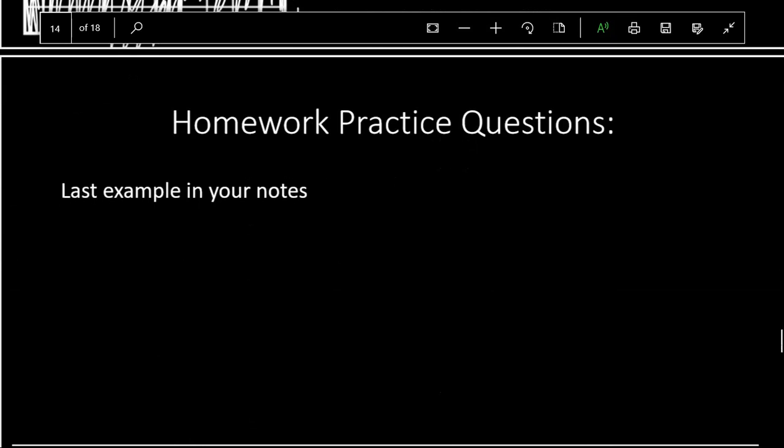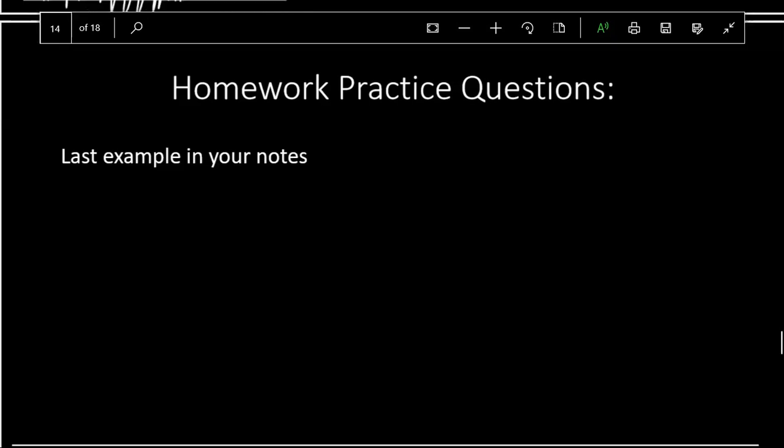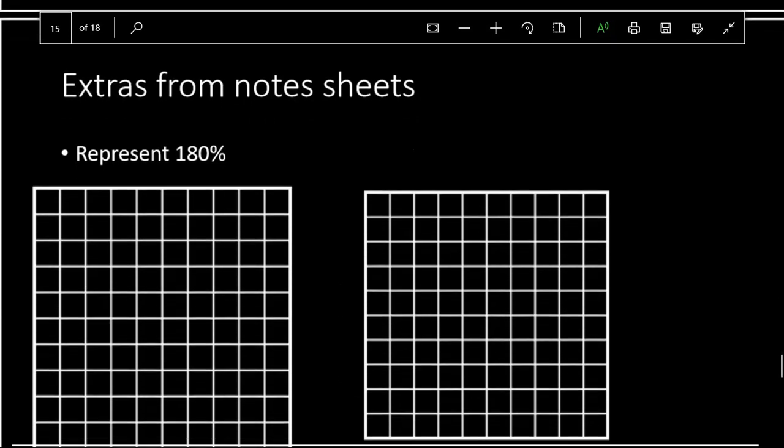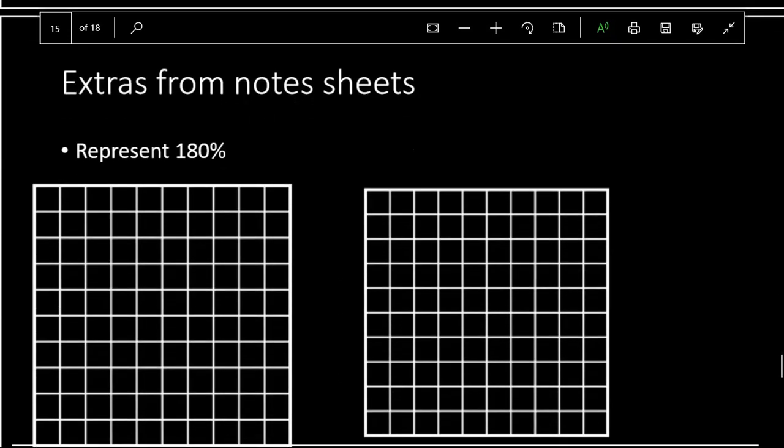So it says homework practice questions. It's not for homework. You probably have time to work on it right now. So what I want you to do is finish off the examples that are in your notes. You should pause the video right now, do those practice problems, and then unpause to see these solutions. Okay, so let's quickly go over the extra questions from your notes.